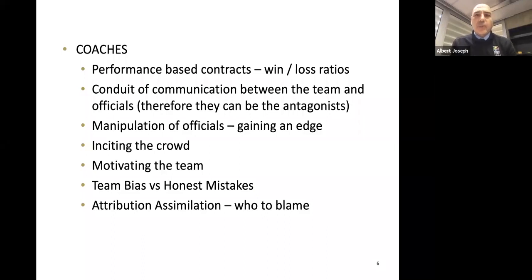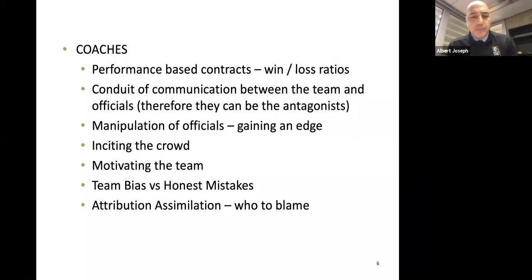Coaches act as the conduit of information between the team and the officials. Sometimes they can poke and prod, and sometimes they can be quite cheeky, but that's their job. Their job is to keep referees on their game. Their job is to seek answers for their players. And because they're the conduit of communication, if a player has asked a question of the coach and the coach asks it of the referee, well, they're expecting an answer. So if answers are not coming, then they can get quite antagonistic and they might continually prod you. So we come back to a communication issue there.